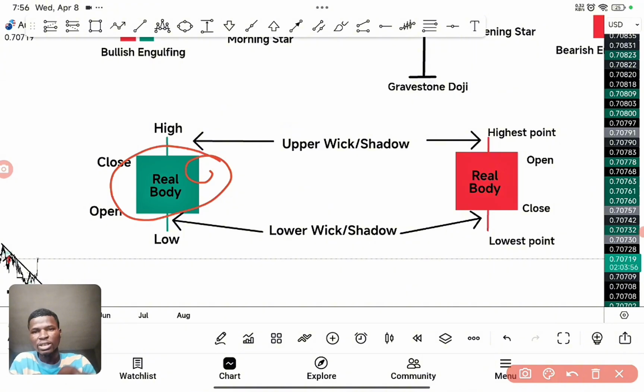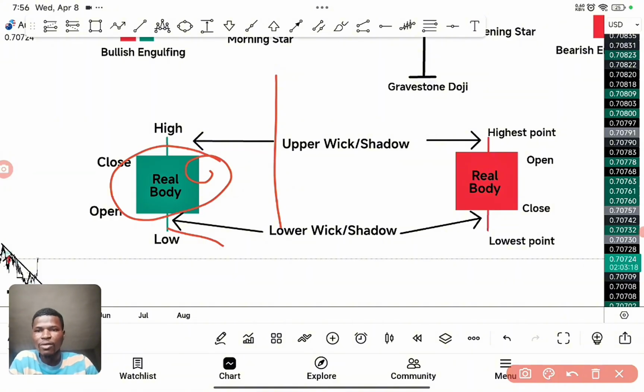We also have the wick. This is the wick, this long thin line. It is also called the shadow. It's like when the market is ranging up, ranging down, it forms a wick. You can see this is the wick, a long thin line.